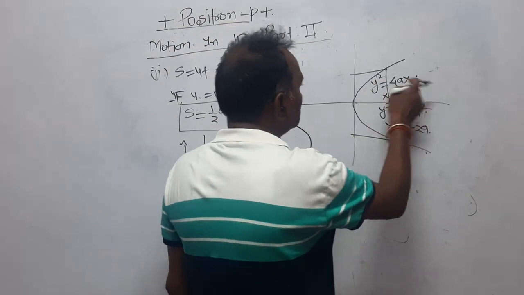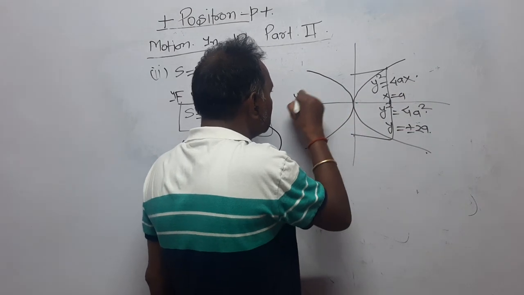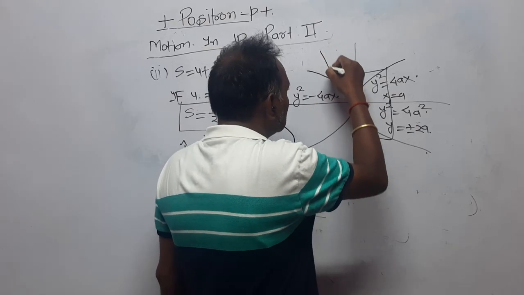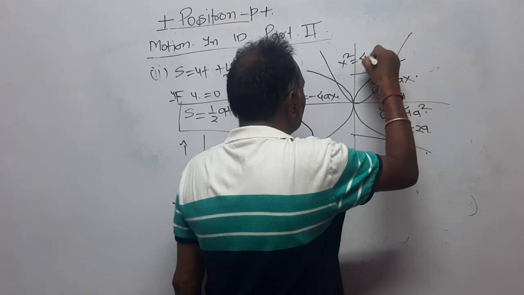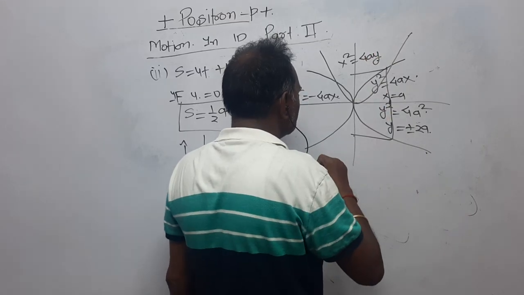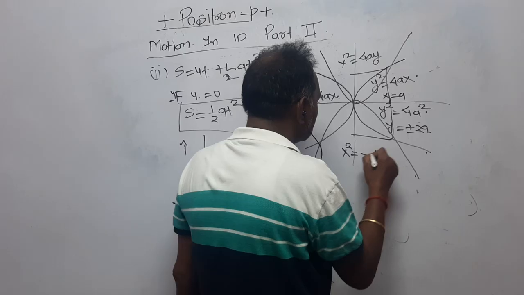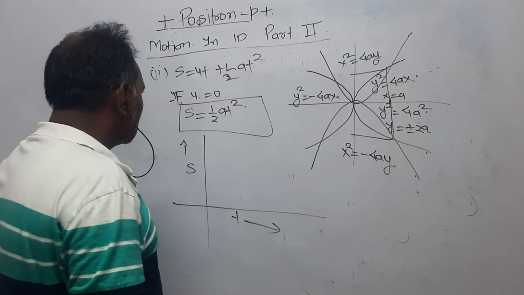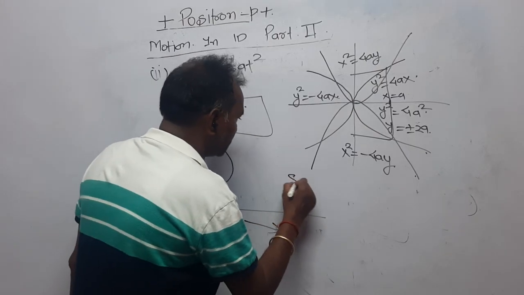This is y square equals 4ax and this equation represents y square equals minus 4ax. Dear student, this equation represents x square equals 4ay and this equation represents x square equals minus 4ay. Now, s equals half a t square we have to plot.